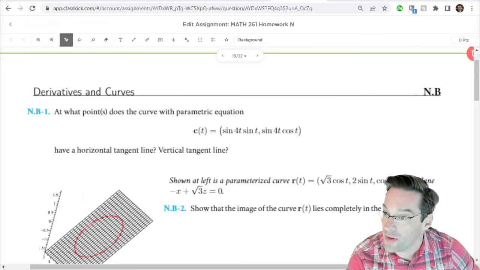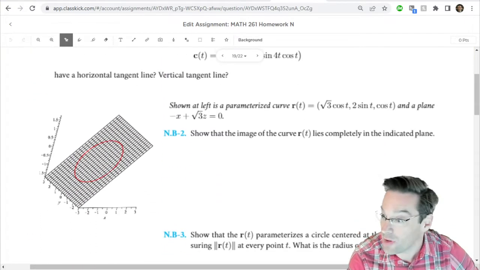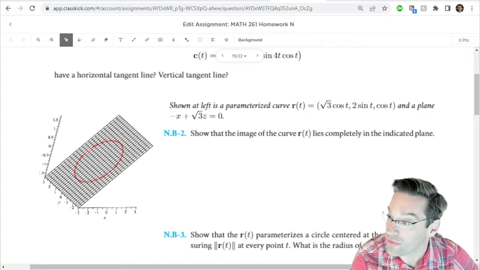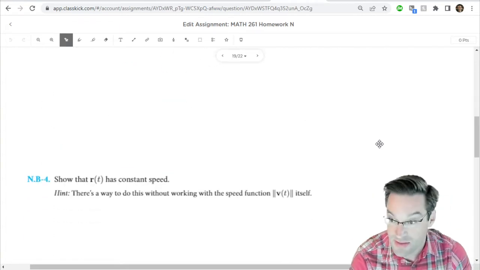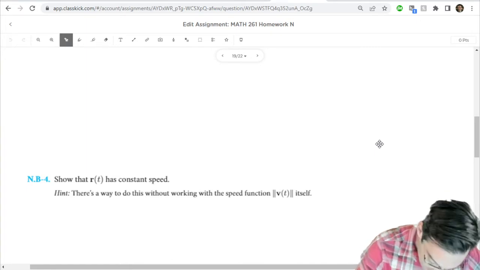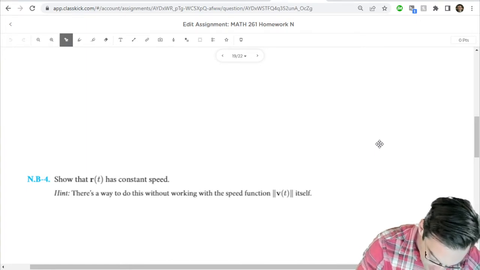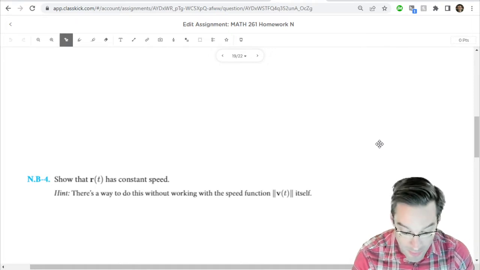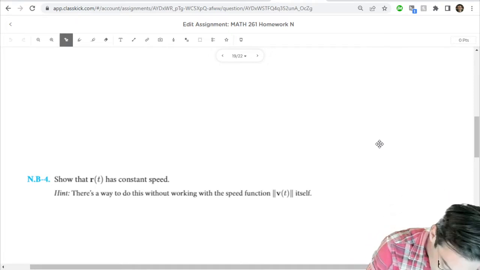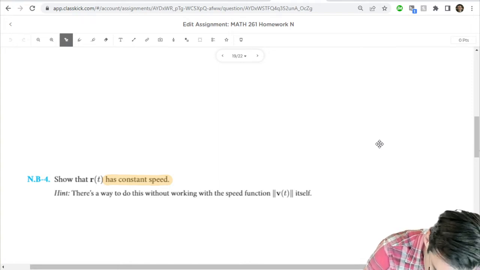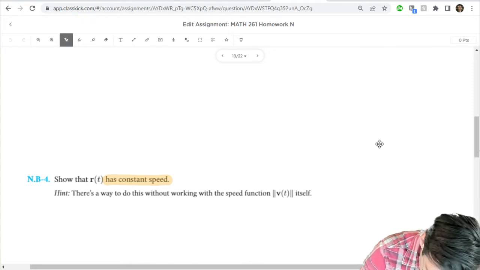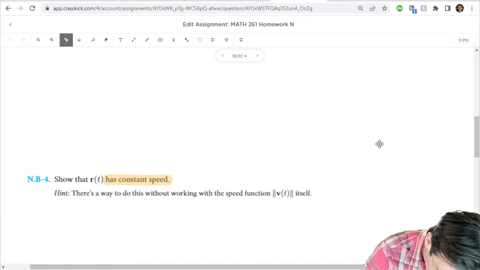So on the first page of the NB homework, you're given a parametrized curve, square root of 3 cosine t, 2 sine t, cosine t. And question 4 is asking us to show that this curve has a constant speed. And you correctly are identifying, and this was something that we saw in activity 9.7.4, that a curve having constant speed is the same thing as that curve's velocity vector being perpendicular to its acceleration vector. So this is the hint way of approaching this.